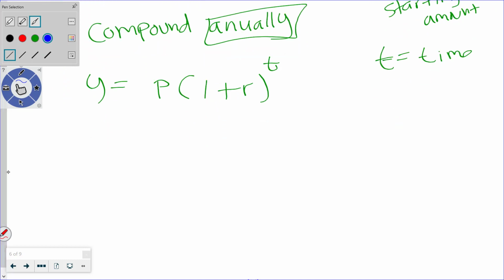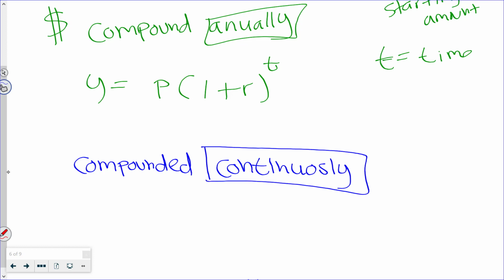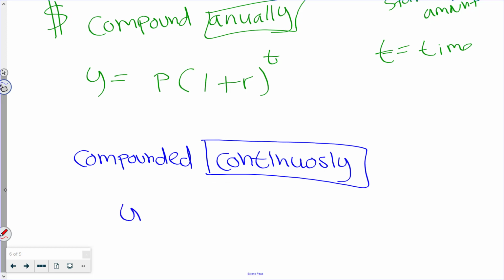So you could compound continuously. This word is very, very, very important. Make sure you burn this into your subconscious and press it there continuously. Every time you see continuously as part of the instructions or as part of the directions, you're going to use a different formula. This is the PERT formula. So Y equals P times E raised to the RT.